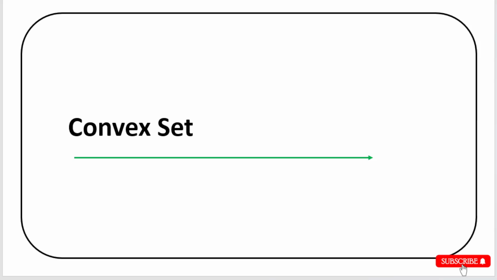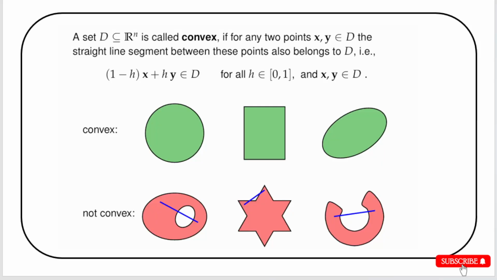Okay. Now next we will move on to what is a convex set. Let's see the definition here. A set D, which is a subset of Rn, n-dimensional real space, is called convex if for any 2 points x, y belonging to D. Now if you take x, y from this set D, which is a subset of Rn, it means that every point has n number of components. So these are not just singular points, these are all vectors.